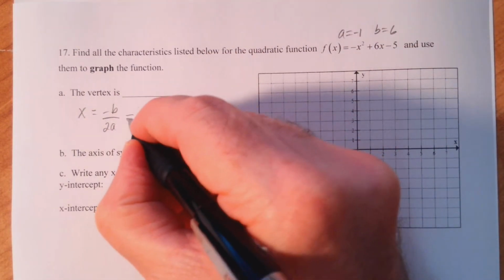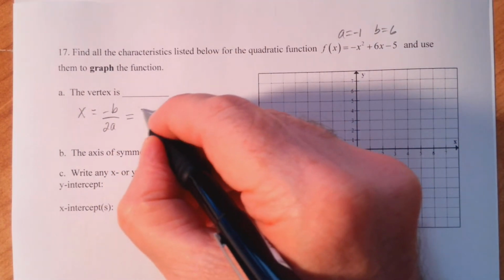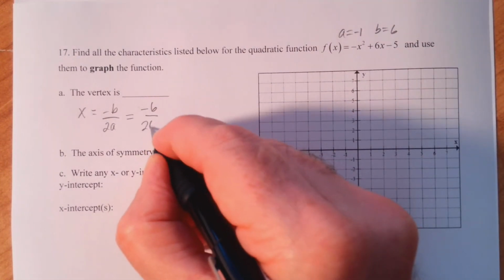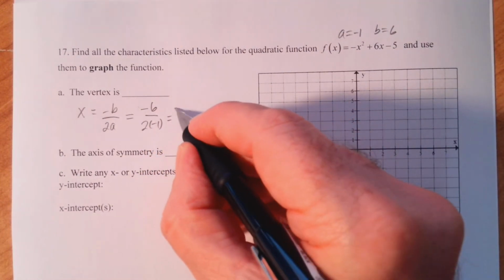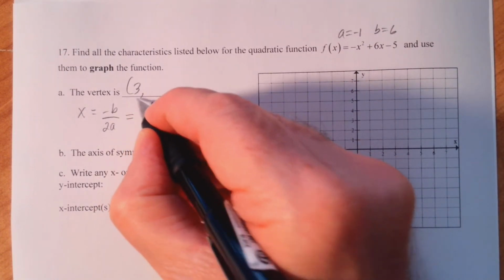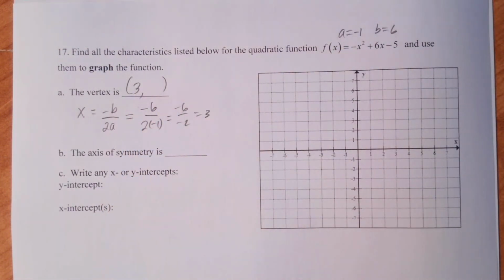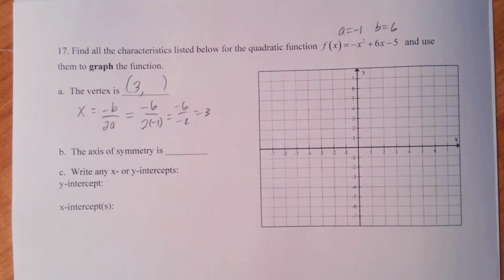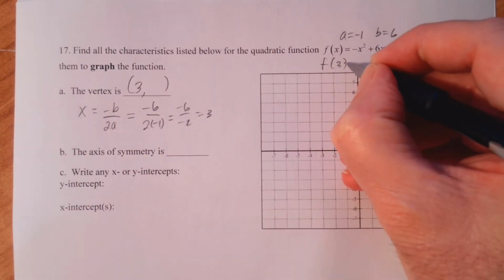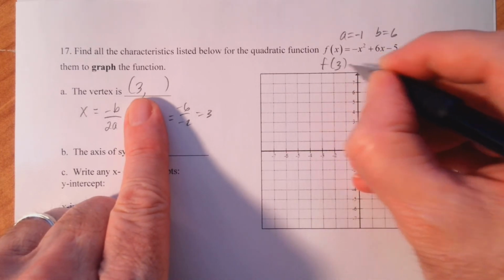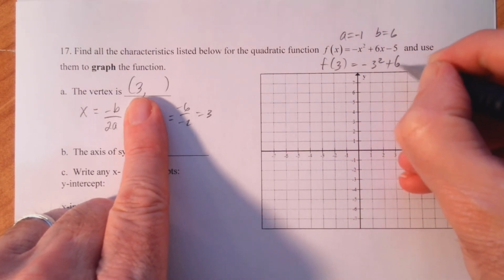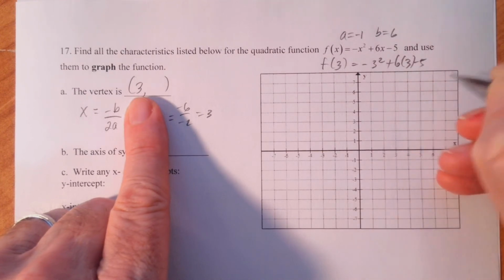And so this is negative 6 over 2 times negative 1. That's negative 6 over negative 2, which is 3. So the vertex formula gives you the x value of the vertex. To find the y value, we want to plug 3 into the function, the corresponding y value. So it would be negative 3 squared plus 6 times 3 minus 5.